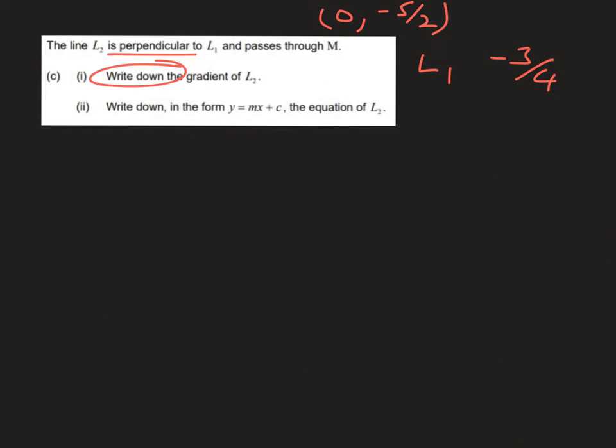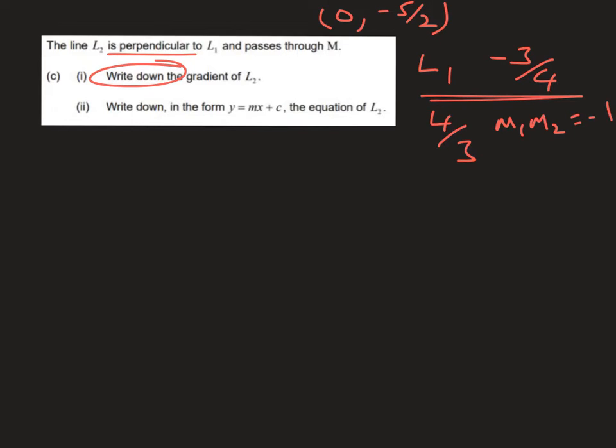In part C, we're asked to write down the gradient of L2. Now, write down means it should be fairly straightforward, and that is because we've already found that the gradient of line 1 is negative 3 over 4. So the negative reciprocal, therefore, is going to be 4 over 3. You could alternatively use the formula M1 M2 equals negative 1, and substitute in negative 3/4 for M1 and solve. That would also give you the same answer.